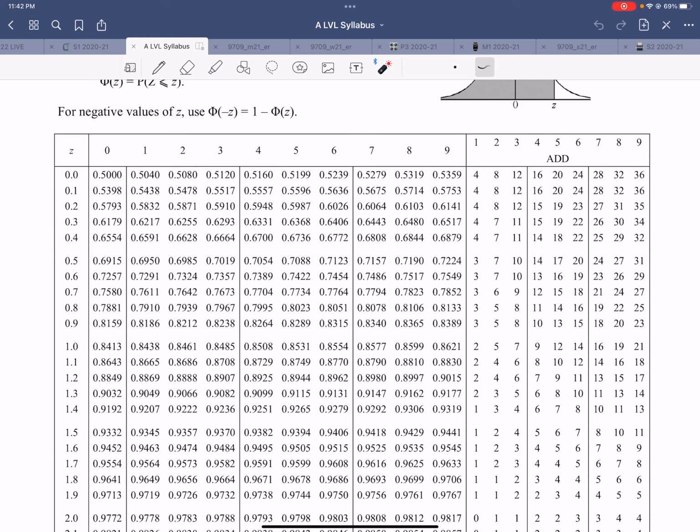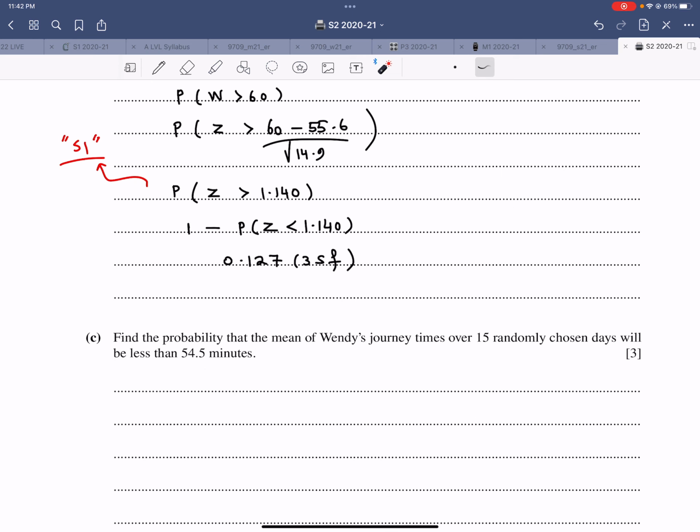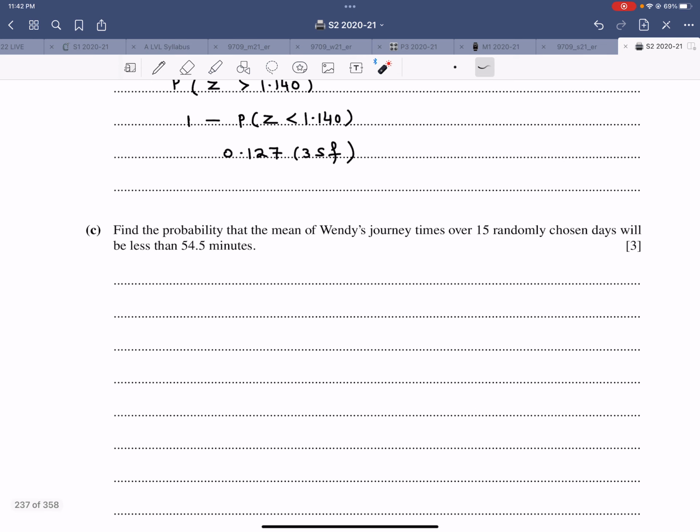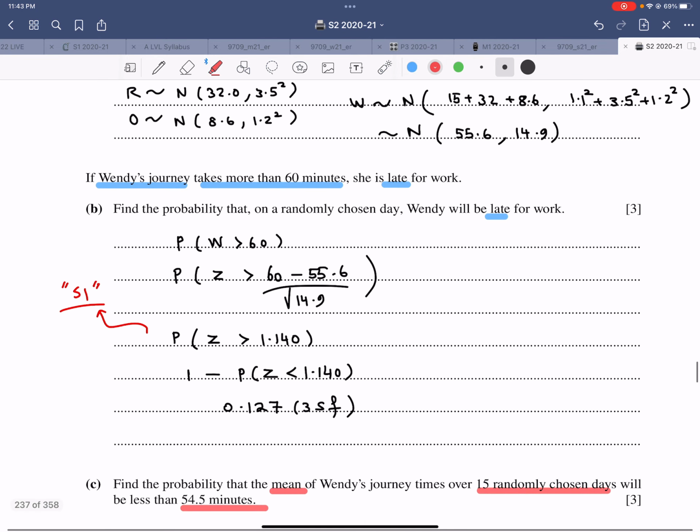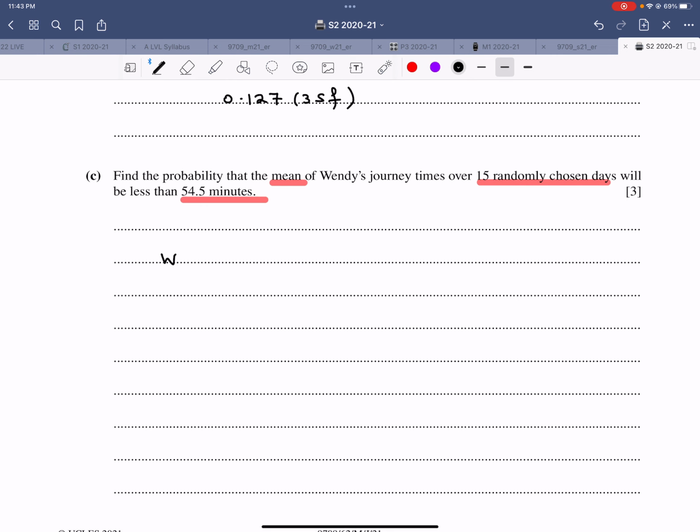So now it says, find the probability that the mean of Wendy's journey time over 15 randomly chosen days. Now, first of all, what are they asking? Probability that the mean of Wendy's journey times over 15 randomly chosen days will be less than 54.5 minutes. Now, this time, the question is about 55.6 and 14.9. So, first of all, W follows a normal distribution 55.6 and 14.9.